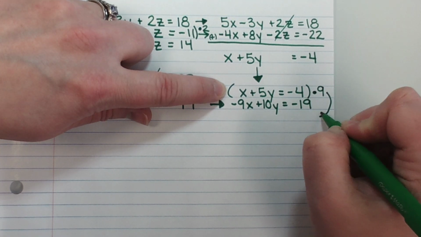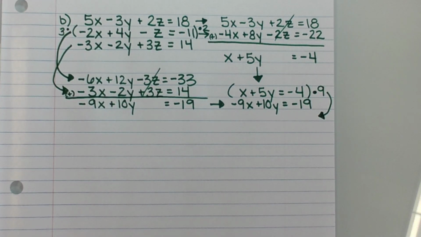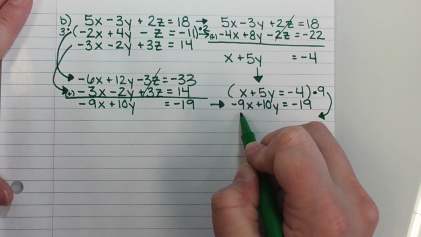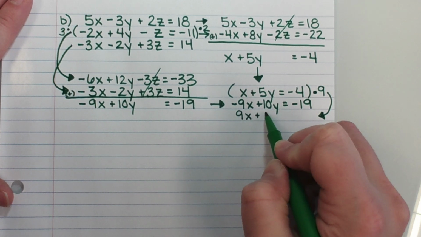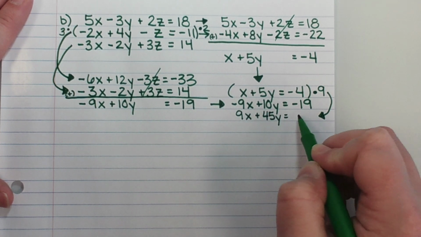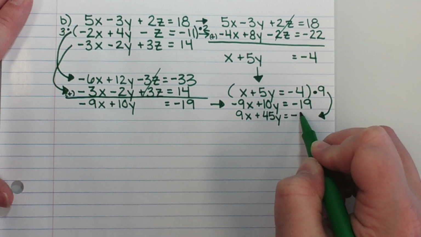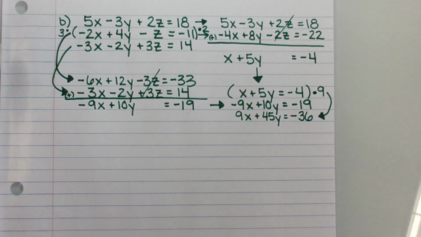Multiply it by 9. I'm going to draw an arrow because I'm going to write it immediately underneath so I don't have to rewrite everything. And now, what does this look like when I multiply it all by 9? 9 plus 45 plus 36. You got it. Sweet, I've got negative 9x, I've got a positive 9x. Those cancel out.